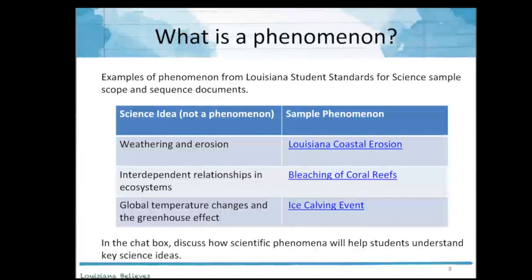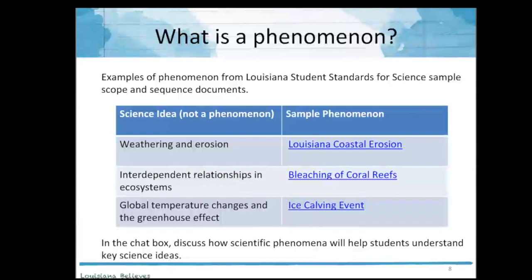In middle school, students look specifically at the bleaching of coral reefs, and as they are looking at this phenomenon, they are studying interdependent or symbiotic relationships in ecosystems. And then lastly, students in high school look at an ice calving event where a glacier the size of Manhattan begins to break apart as they look at global temperature changes and the greenhouse effect.